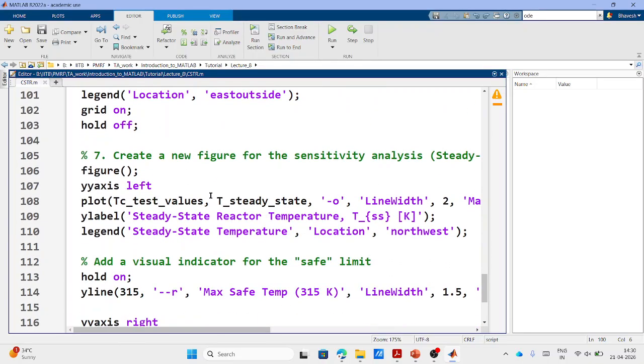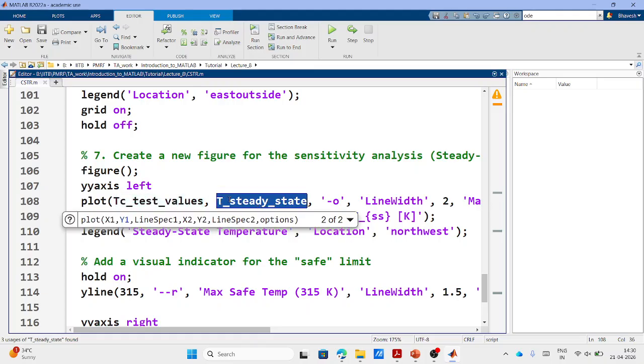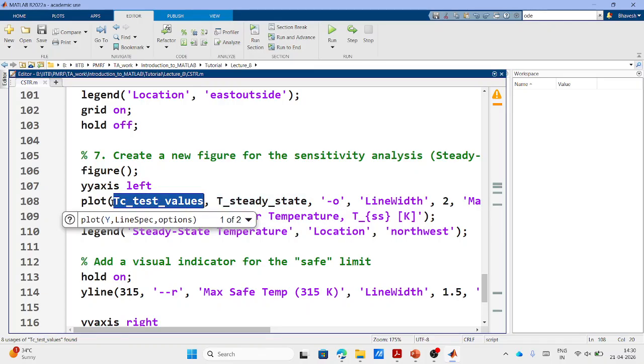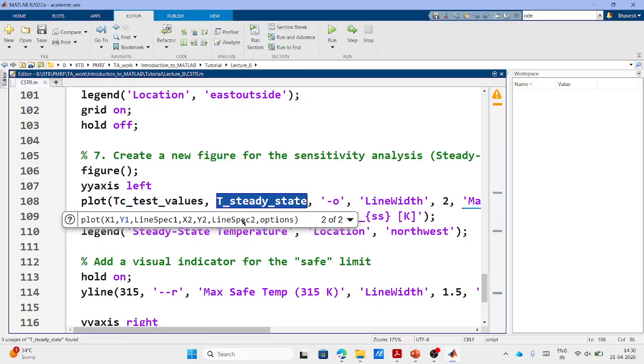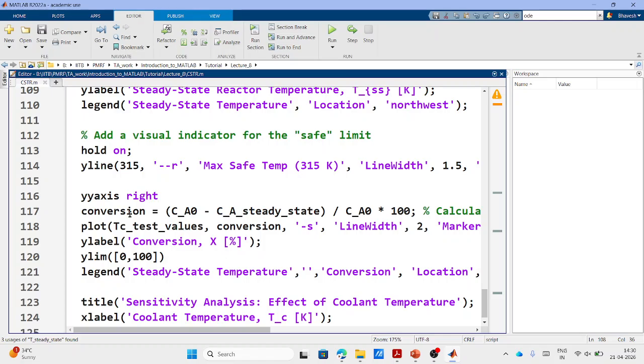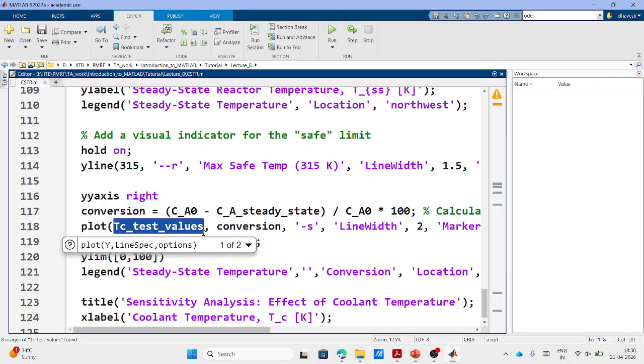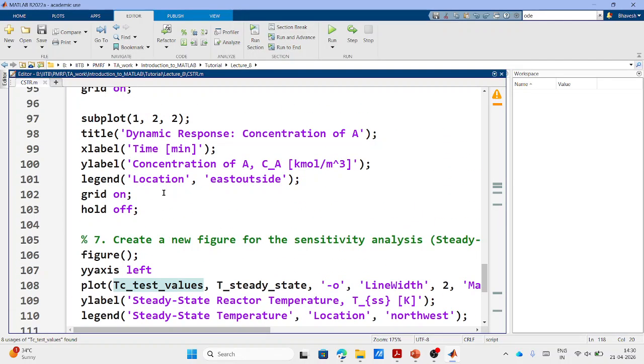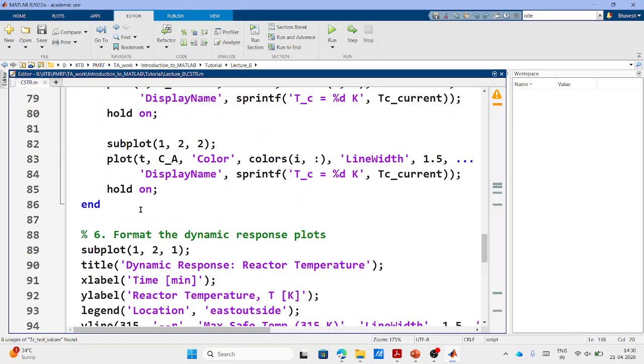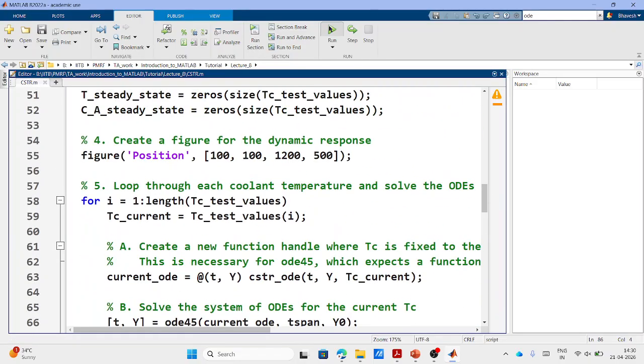And afterwards, I'm also creating a new figure which does the sensitivity analysis, where we look at how the steady state temperature changes with respect to the cooling water temperature. So it's a plot of Tc versus T. Okay, in the same way how the steady state concentration or conversion changes with the Tc value, right? Again, I will come to this part in seconds, but let's run this loop and see what we are getting in figure 1.